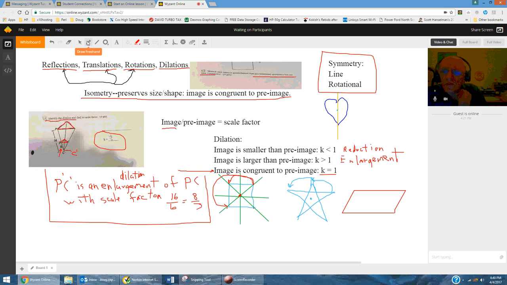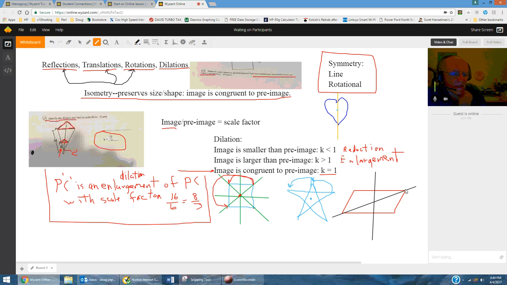I can try drawing some of the lines that I did before. If I fold along that line, this half does not match this half. And by the same token, if this is a line of symmetry and I fold, this vertex is not going to lie on top of this one. It's going to be up in here somewhere. So the parallelogram does not have line symmetry.